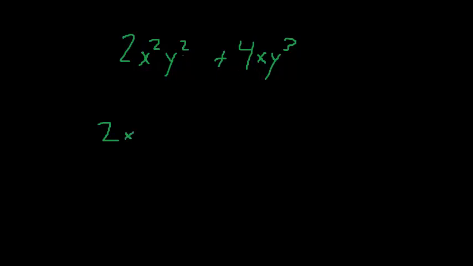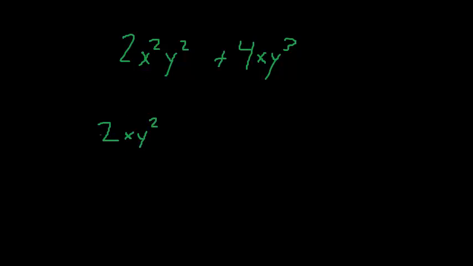Let's try one more of these. Let's say I have 2x squared y squared plus 4xy cubed. Here again I'm going to look for the greatest common factor of my coefficients, 2 and 4, the greatest common factor being 2, which I will pull out. Then pulling out a factor of x. This term has a factor of x to the first and x squared, and I pull out the smaller factor, so x to the first. And then here, y squared and y cubed. Again, I'll pull out the smallest factor, y squared.